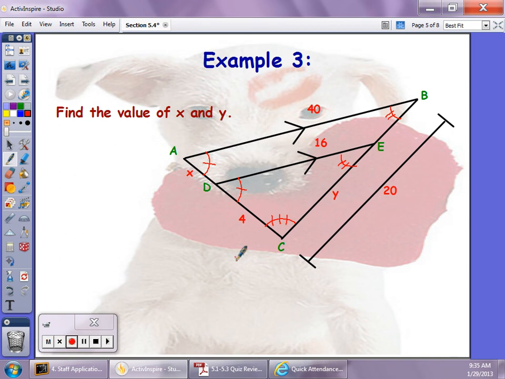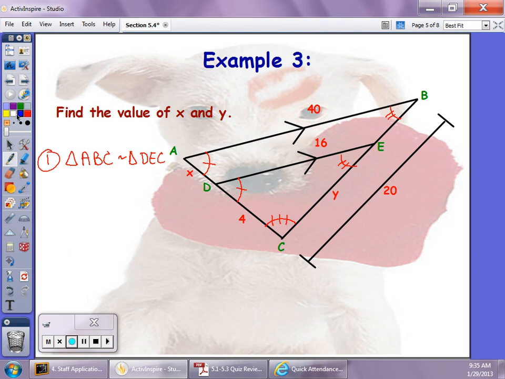So now we know that these triangles are similar based on the angle-angle similarity postulate. So what we're going to do now is write our similarity statement. Based on the tick marks, we know that triangle ABC, which is the larger triangle, is similar to triangle DEC. And this is going to help me come up with my scale factor so that I can use the scale factor to find the values for x and y.